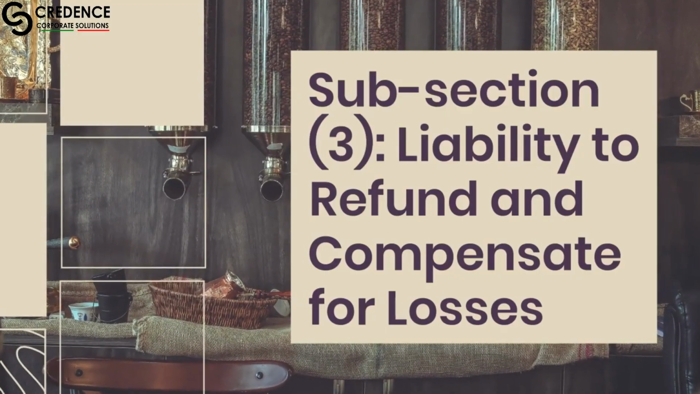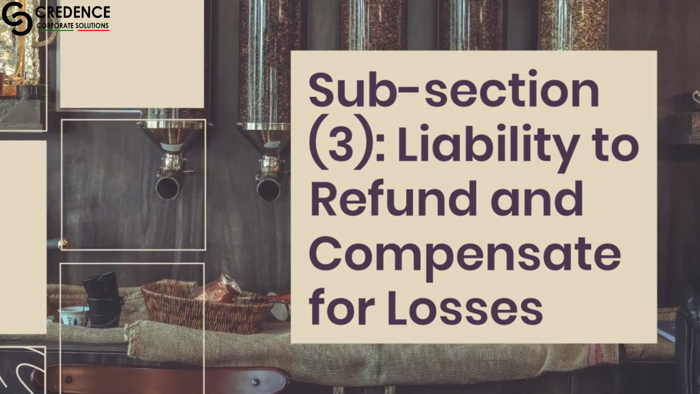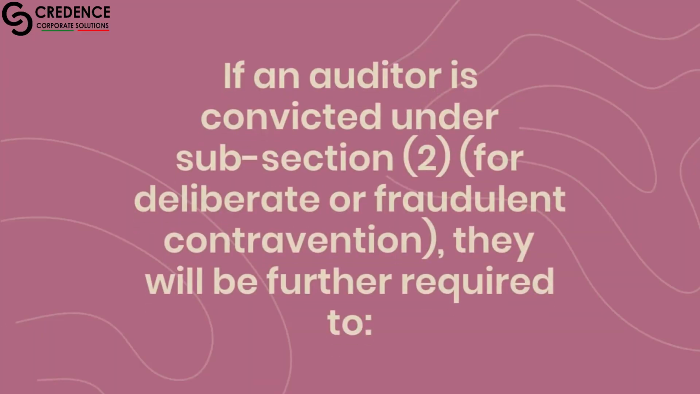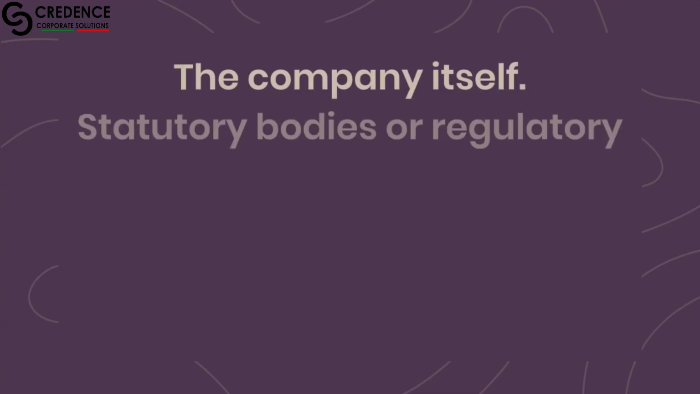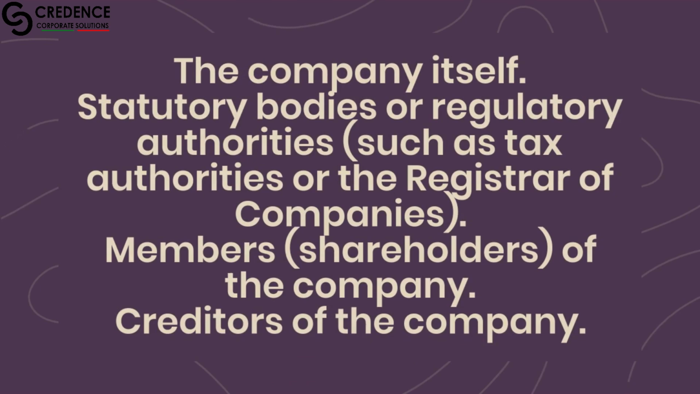Subsection 3. Liability to refund and compensate for losses. If an auditor is convicted under subsection 2 for deliberate or fraudulent contravention, they will be further required to refund all audit fees or remuneration received for the audit engagement in question back to the company. Pay compensation for damages suffered by any of the following: The company itself. Statutory bodies or regulatory authorities, such as tax authorities or the registrar of companies.